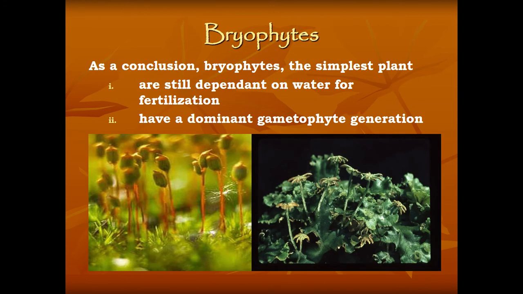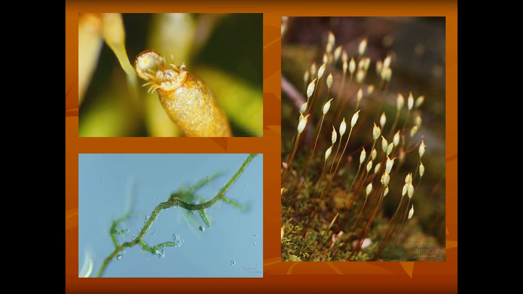As the conclusion, the group of bryophytes, which is liverworts, hornworts, and mosses, are still dependent on water for fertilization because they need to disperse the sperm through raindrops, and they have a dominant gametophyte generation, with antheridia and also archegonia.